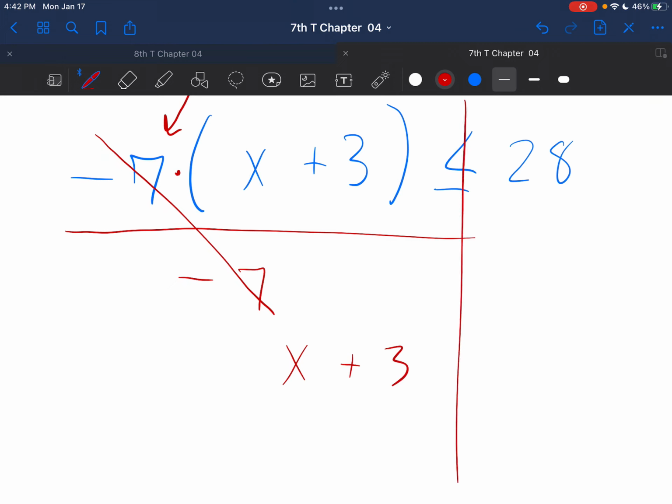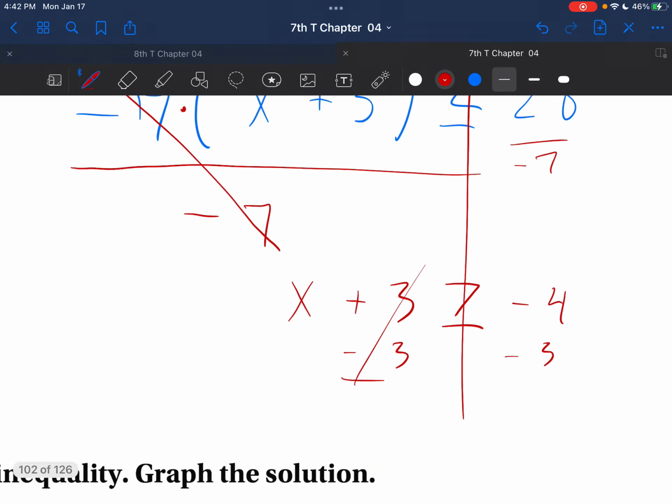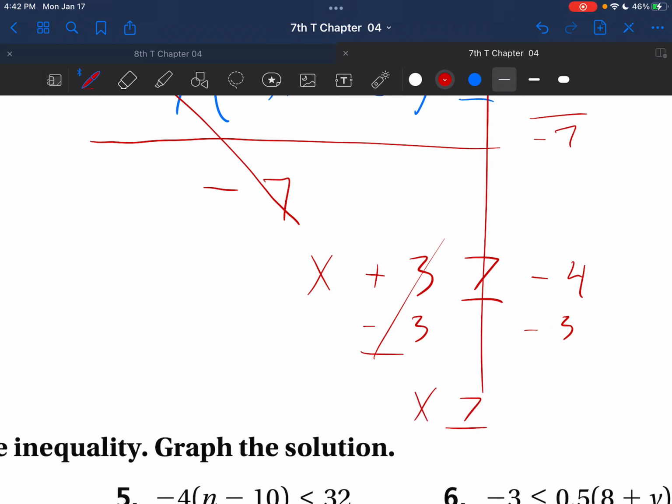Remember, if you multiply or divide by a negative, you flip the sign. So we flip the sign. And then 28 divided by negative 7, what is that? That is 7 times 4. So that's negative 4, right? And then the opposite of adding 3, subtract 3, cross it off, subtract 3. You now have x has to be greater than or equal to negative 7.